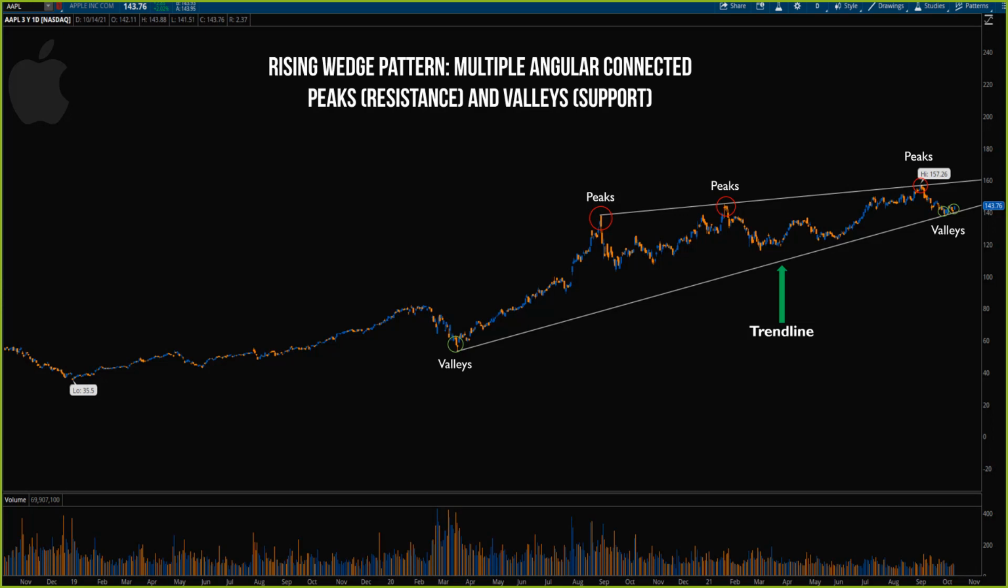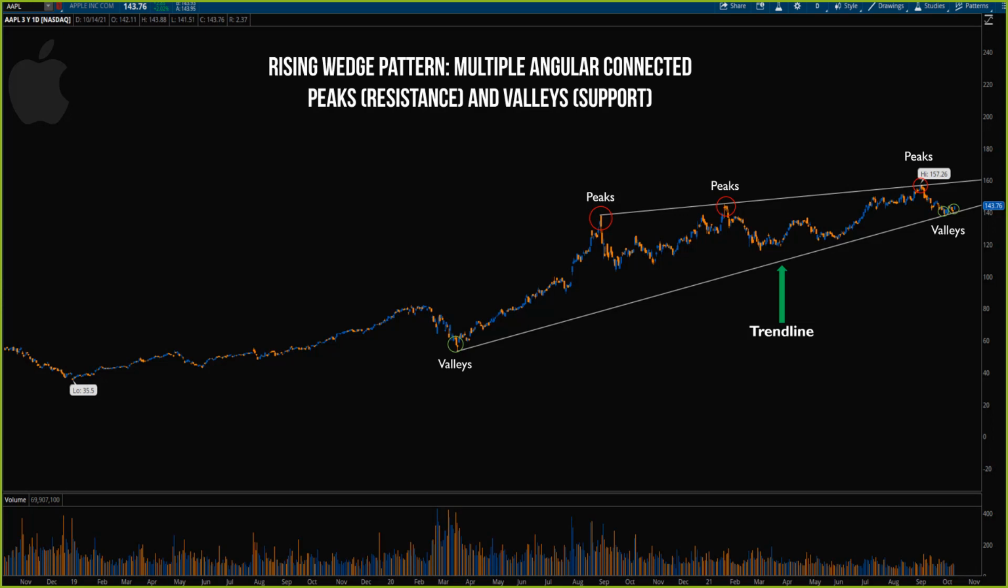So you'll see right here a chart that's a rising wedge pattern. And you'll see there are multiple angular connected peaks, which are those resistance levels, and valleys. So angular support, angular resistance. And you'll see that trend line is angular support, very important. You'll see price on Apple here bouncing off angular support on that trend line. So if you're bullish, you want to see it hold and push up. But if it pushes up, you've got to look up top, and those levels out in the future would be resistance.